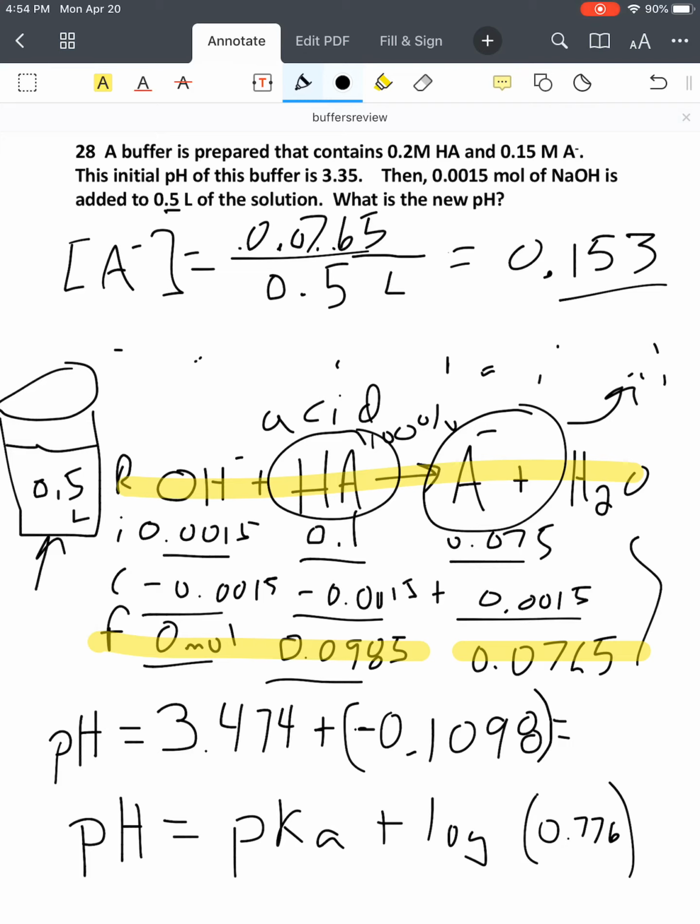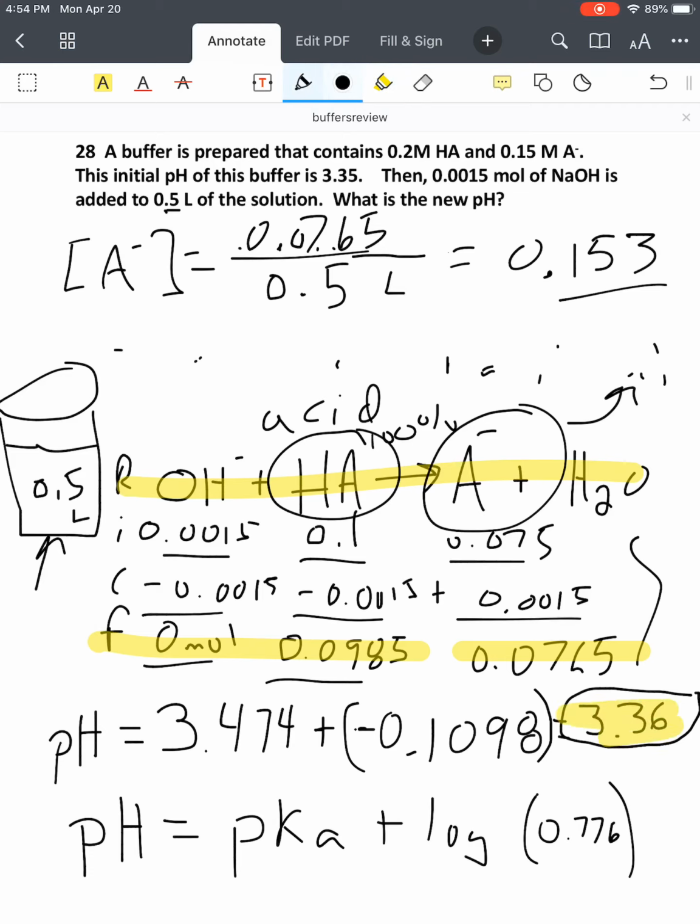So what I need to do is take that number and add it to 3.474. Oops, I did the wrong math on my calculator. Okay, let me do it again. 3.474 minus 0.1098. I get 3.36. And that should be my final answer.